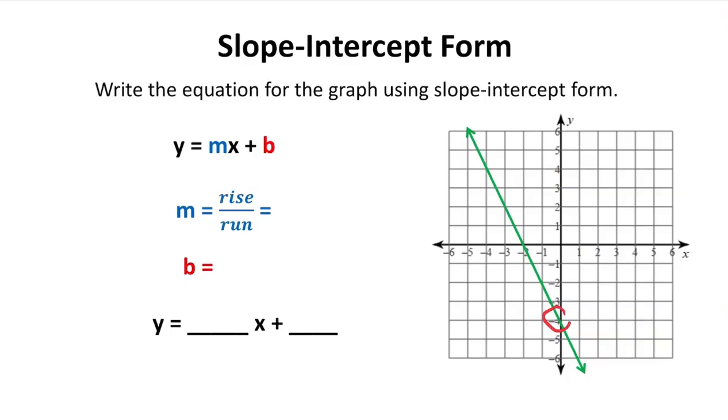Slope first, or y-intercept first, -4. Easy enough, right? I can see my line's negative. I'm going to have to count down when I count. Here's a point of intersection.